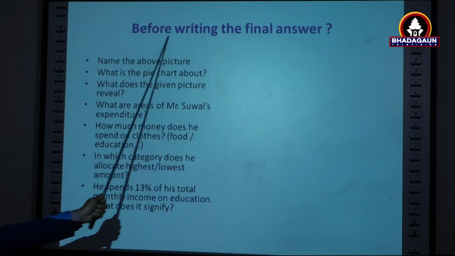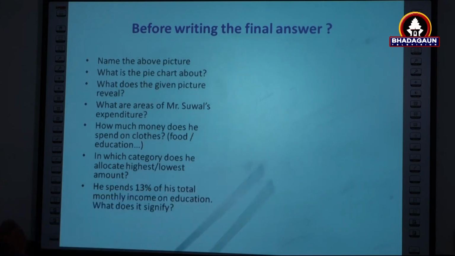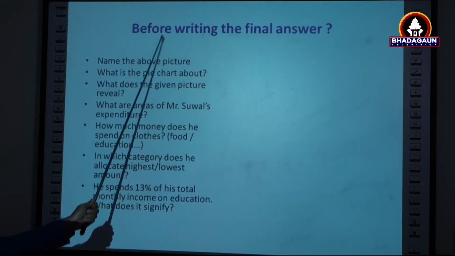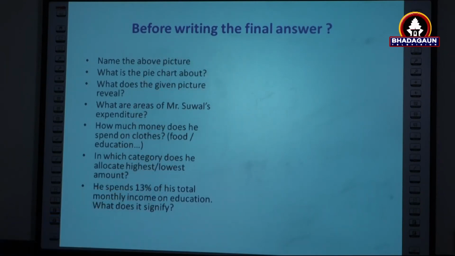So before writing the final answer, the first duty we have already done. That is, we have identified the title of the picture. The picture is a pie chart, right? That was a pie chart. We have identified the para-orthographic text, and the first one is we have already identified the title. The title was, what was the title?